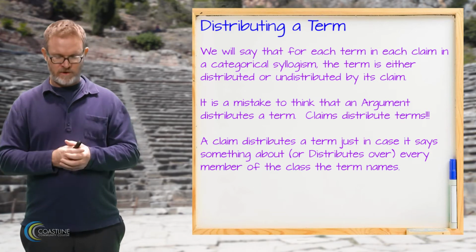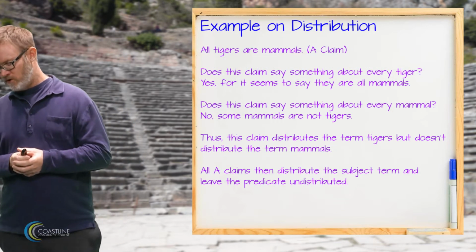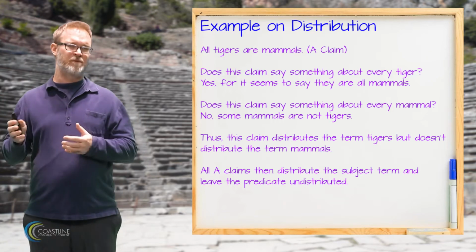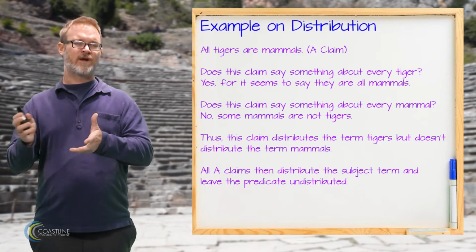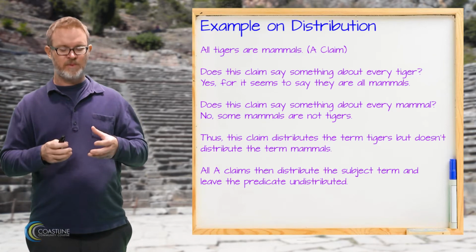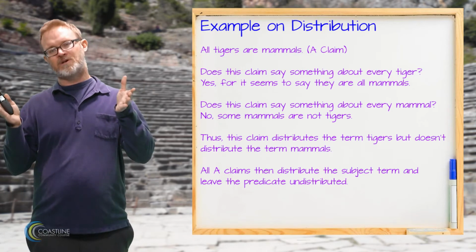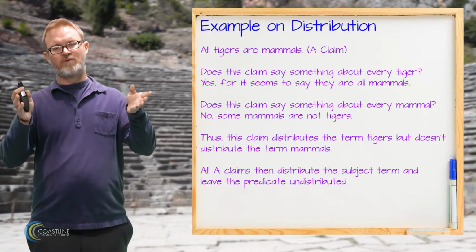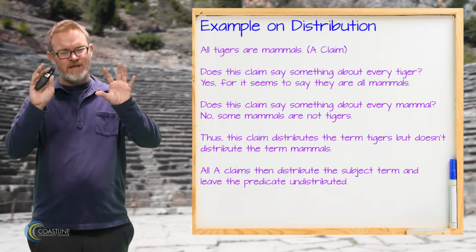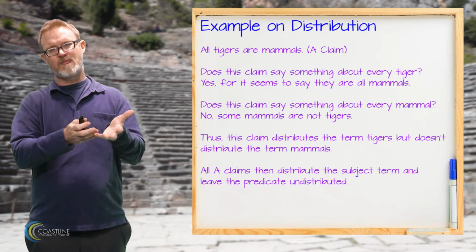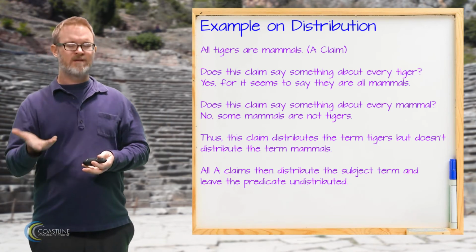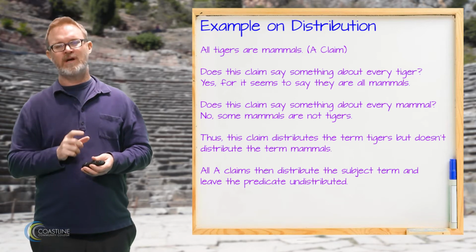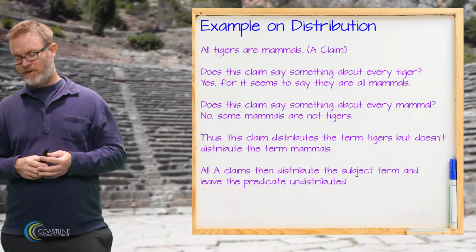Okay, so let's try an example to get the point here. Take the claim all tigers are mammals, an A claim. You have to simply ask, does that claim, all tigers are mammals, distribute over every tiger? Does it say something about every tiger? Is it about every tiger? That's the idea. And if it is, then that claim distributes the term tigers.